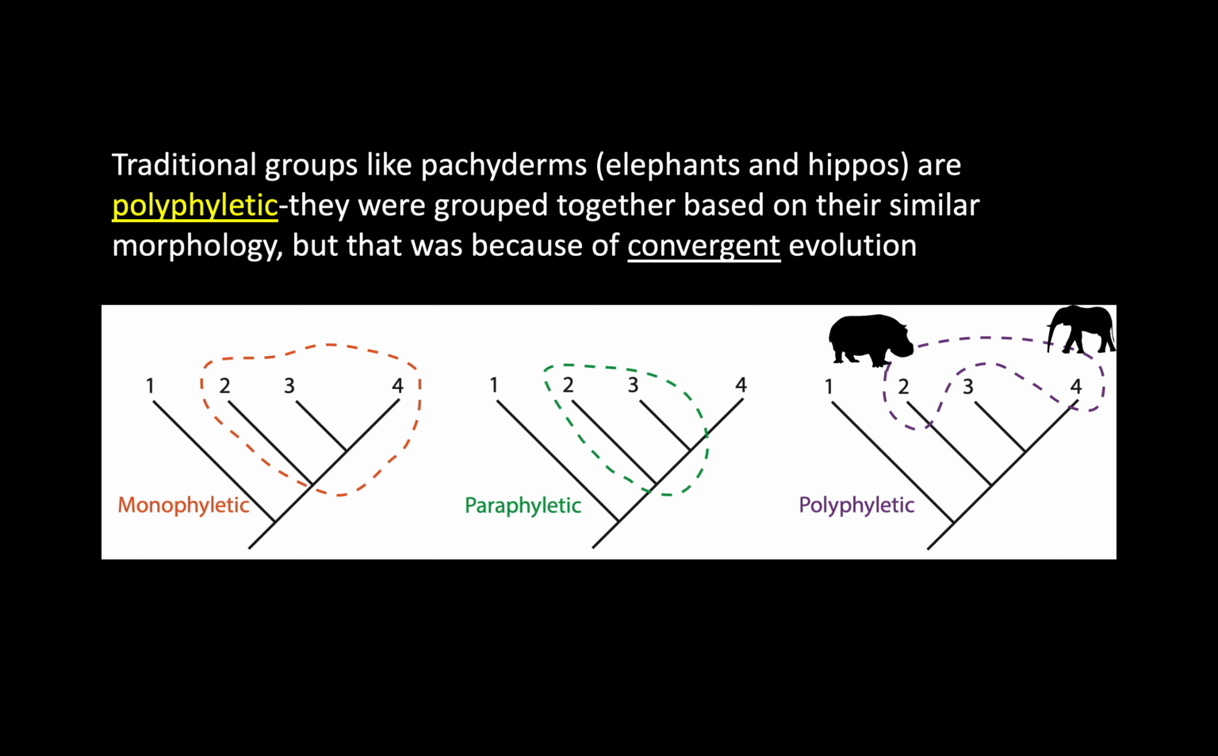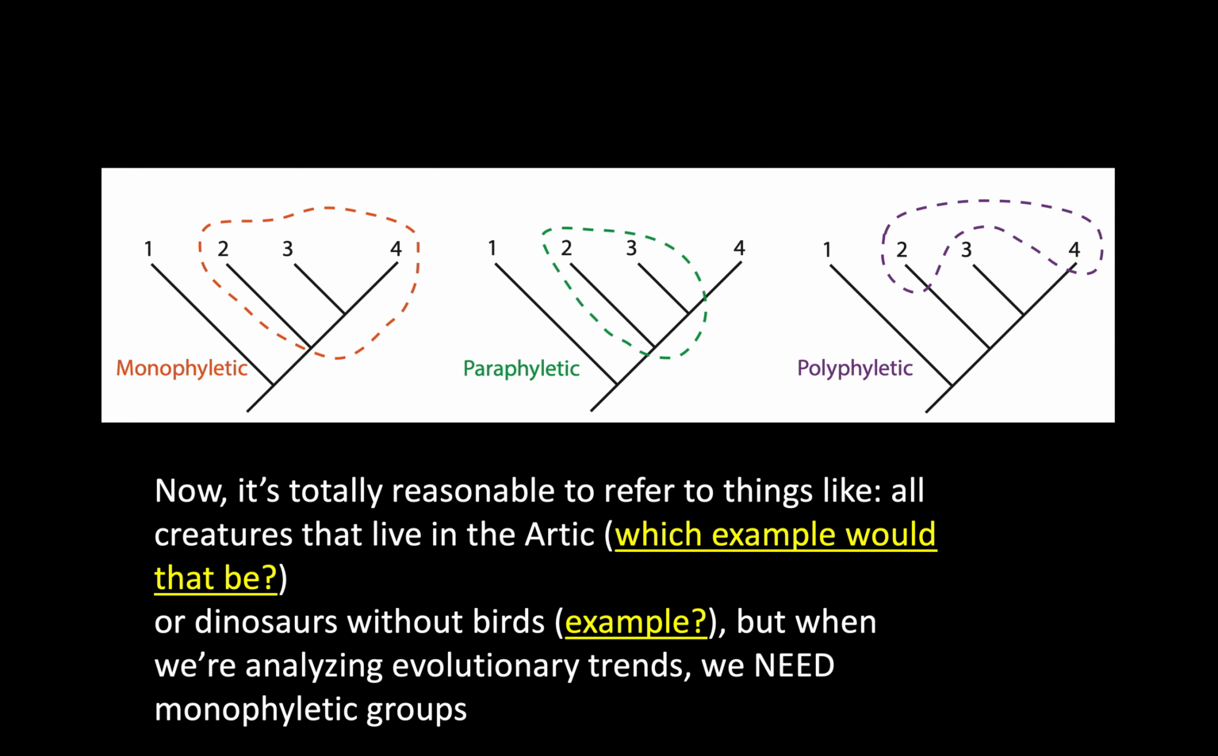So we thought that they were closely related. But that's actually due to homoplasy, that they look so similar, meaning they evolved those traits independently. So they're not closely related. Now, if you imagine we were doing a study on why animals got big and weird and gray, well, you shouldn't compare those two because they both did it in different situations. All right? So it's totally reasonable to refer to things like all creatures that live in the Arctic.